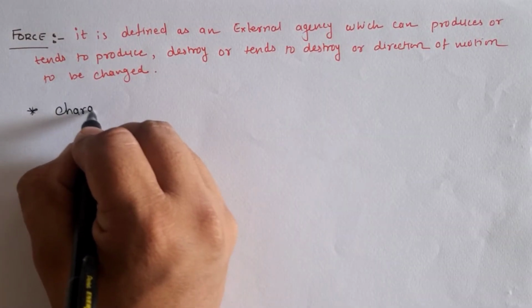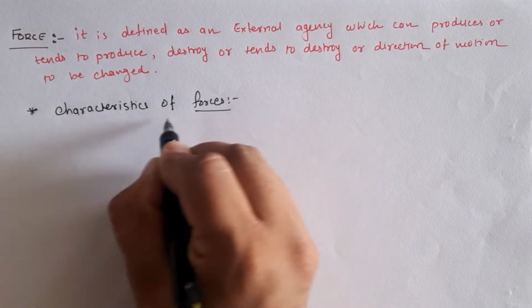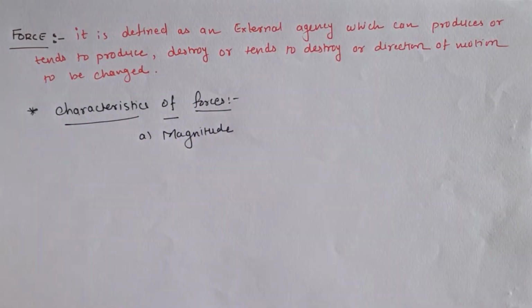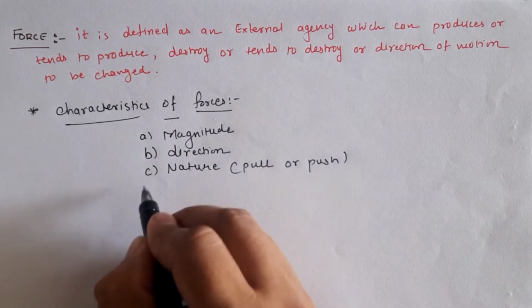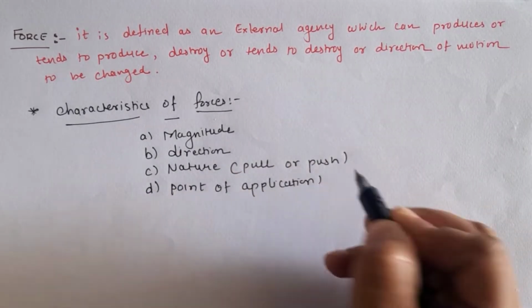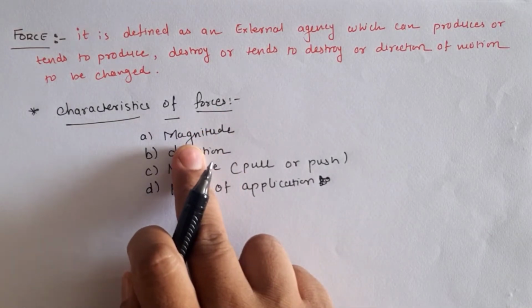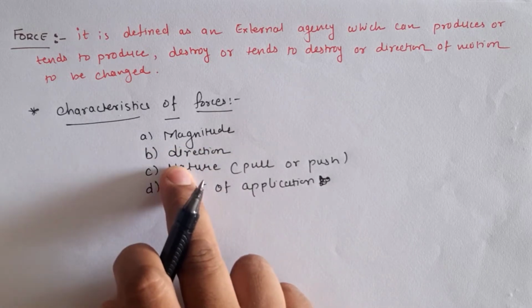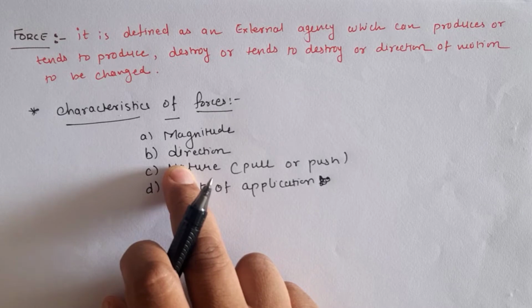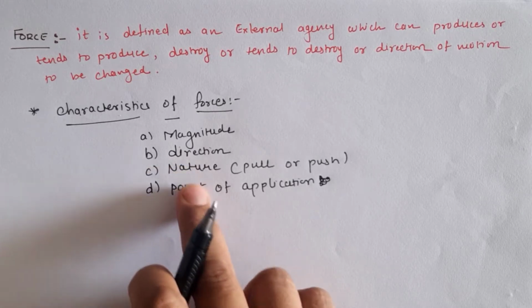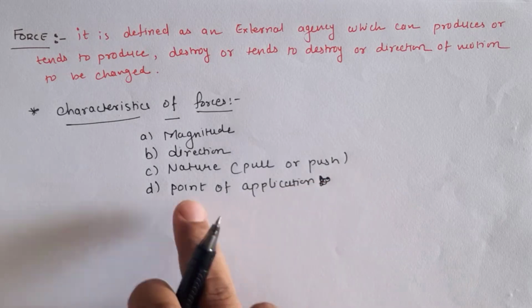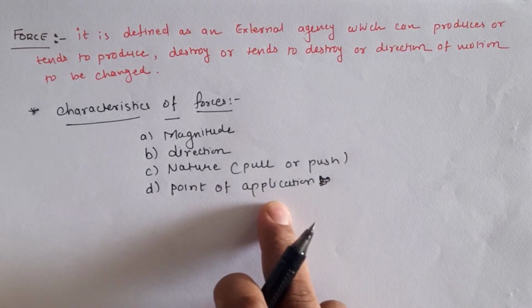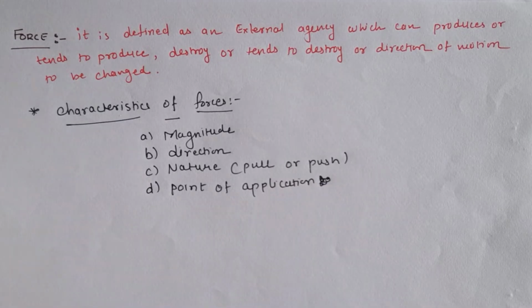For any force, it must have the magnitude, which means the value, and direction, which means in which direction, either positive or negative or any other direction. Nature of the force means it is a pull or push of the force, or in other words it is tensile or compressive. And the last one is point of application, which means at which point the force is applied. So these properties must be known for any force system to analyze the given body.